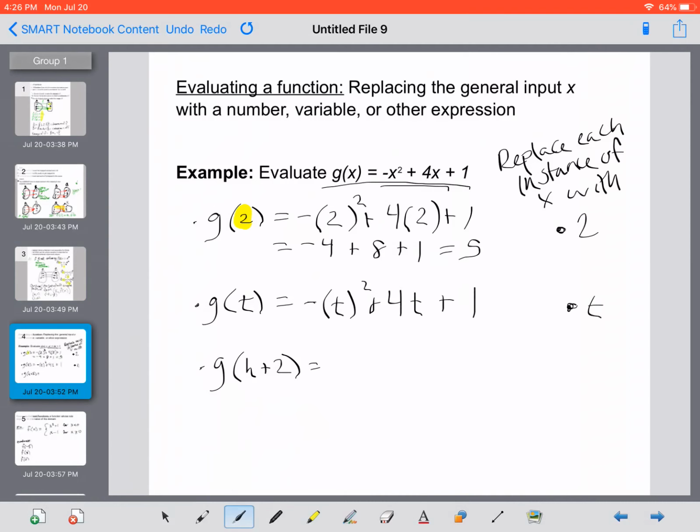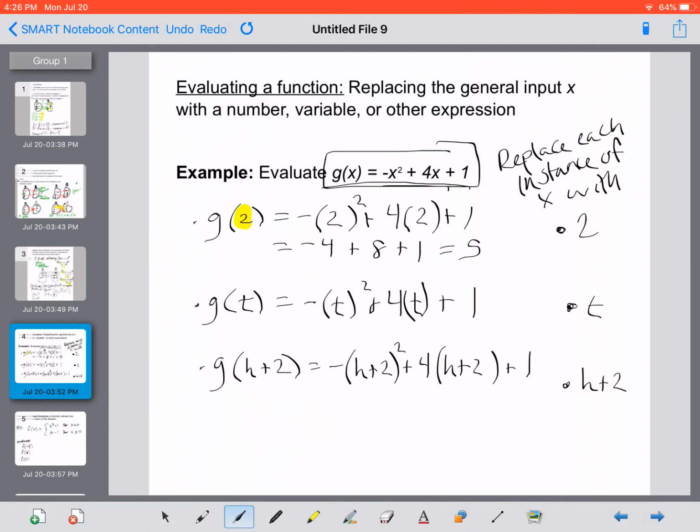And finally, if I wanted to evaluate the function g at the value h plus 2, that means I need to replace each instance of x with the expression h plus 2. All right, so let's see what that looks like. That's going to look like -(h plus 2)² plus 4(h plus 2), I should have put parentheses around here, plus 1. All right, so all I've done is gone through my g of x, and I've replaced each instance of x with h plus 2.